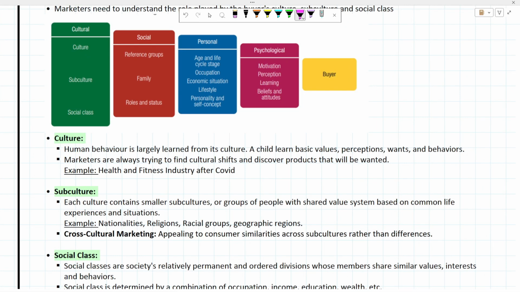So in culture, you have a subculture. Each culture contains smaller subcultures, or groups of people with shared value systems based on common life experiences and situations. Examples of this are nationalities, religions, racial groups, geographic regions. Cross-cultural marketing, appealing to consumer similarities across subcultures rather than differences.